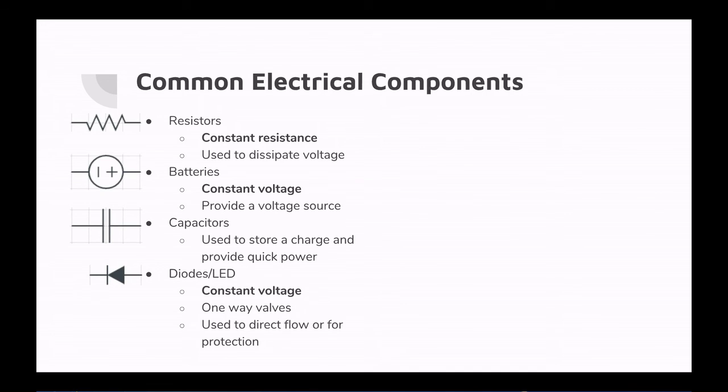So the benefit of diodes is that they're one-way valves. They essentially only allow current flow in one direction. Hence, they do have a polarity, so it does matter what direction you put them in. Diodes also always provide a constant voltage drop across them, which will be important when we're doing circuits in a second.